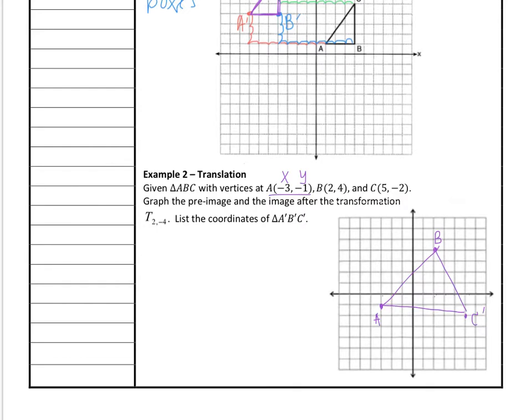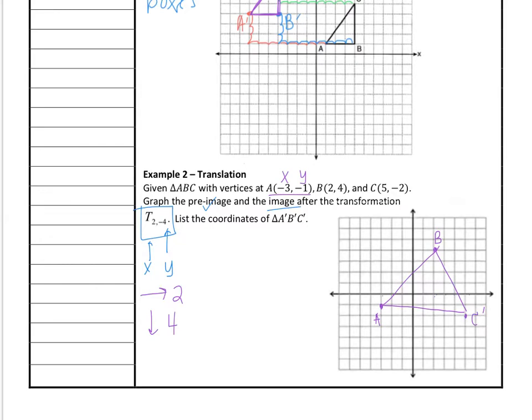It says graph the pre-image, which we just did, and the image after the transformation T to -4. Remember that the 2 lines up with the x's, it takes you left and right, and the -4 lines up with the y's, it takes you up or down. So if T has a little 2 in the first spot, that means that we are moving to the right 2, because x is +2 to the right. Y says take it to the -4, so that means down 4. Right 2, down 4 for every single point.